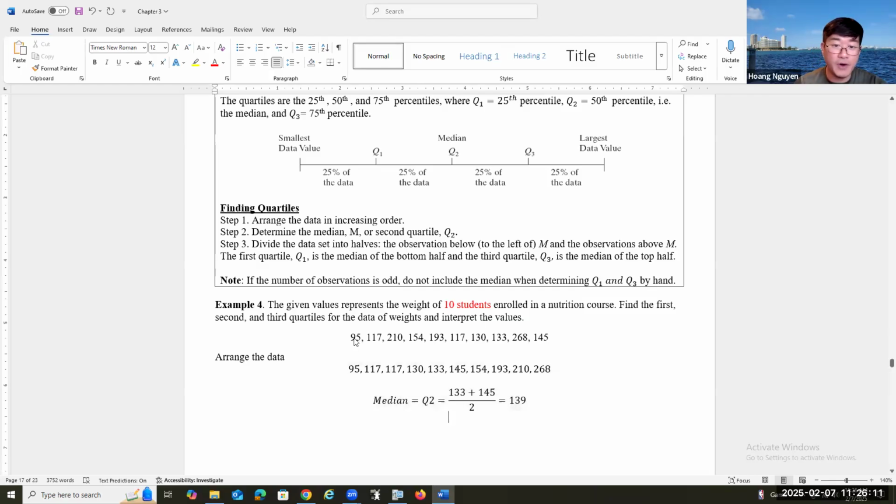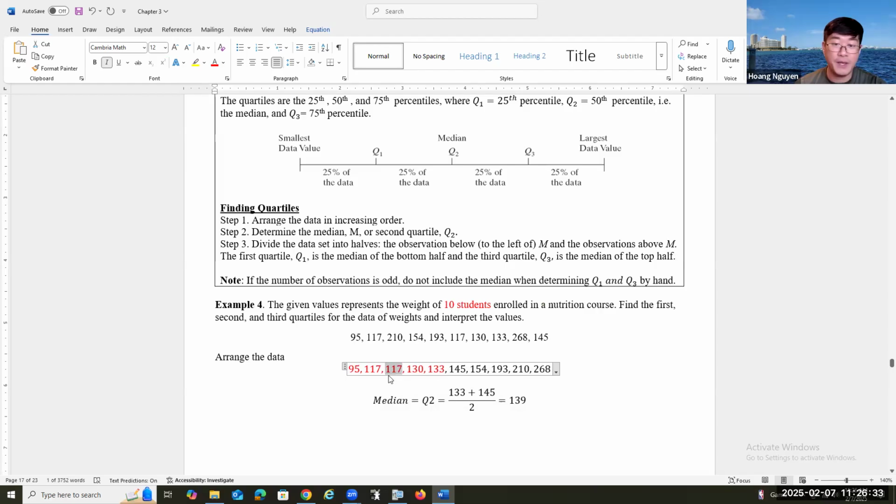After we get the overall median, now we're going to get the lower half. So the first 5 observations will be the lower half. Let's say 1, 2, 3, 4, 5. So this is going to be my lower half right here. Based on this lower half, I'm going to find the median, and that's going to be the Q1.